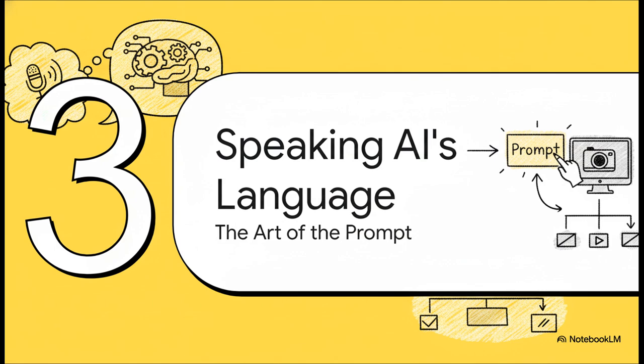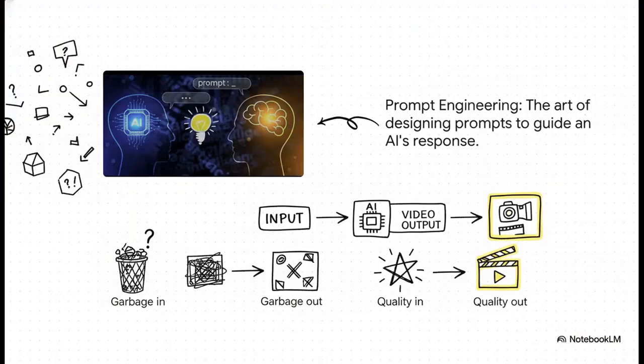So, we've got the workflow down. But to get anything good out of it, you have to communicate clearly. And this is where we have to learn to speak the AI's language. It's all about the art of the prompt. This whole skill is actually called prompt engineering, and it really comes down to one single golden rule. The quality of what you put in directly impacts the quality of what you get out. It's that classic saying, right? Garbage in, garbage out. The better you can describe your vision, the better the final result's going to be.